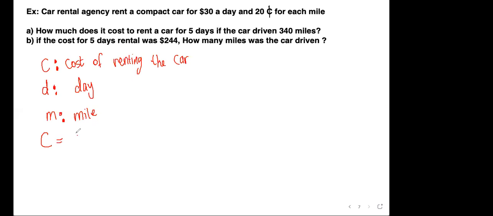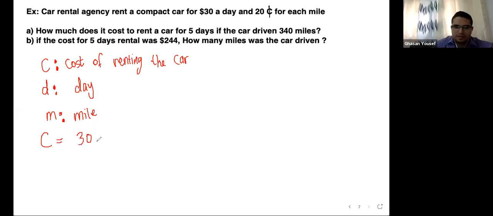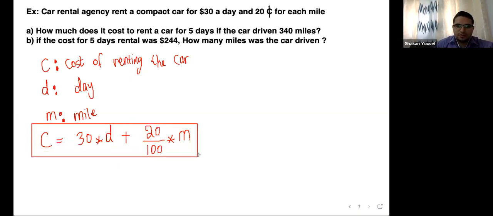So he said I have to multiply the $30 by D, the day, plus 20 cents, which I change to dollars by dividing by 100, times M, the mileage. Correct. Nice. So this is my model formula, and I'm going to use it for solving the first part and the second part of the question.